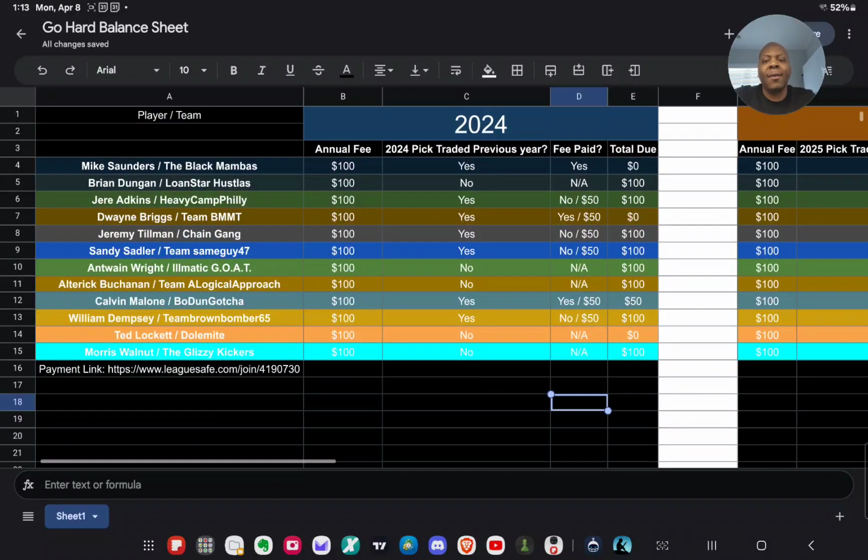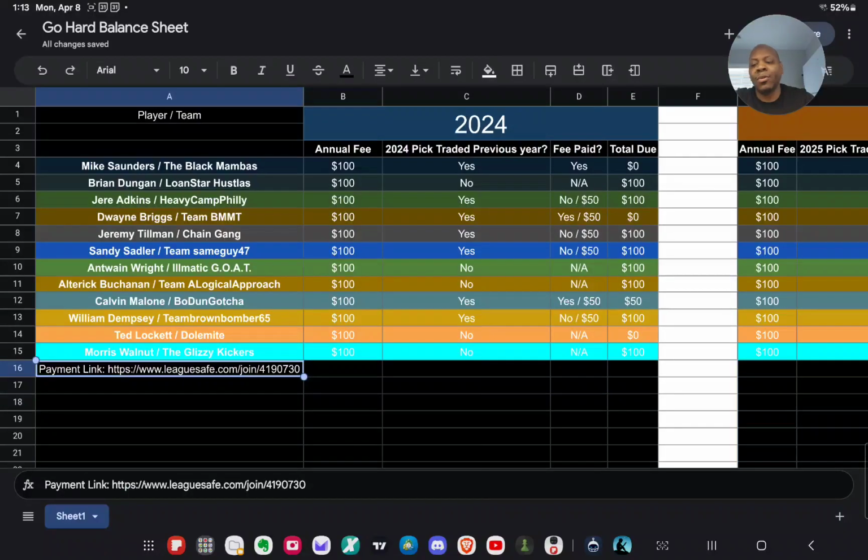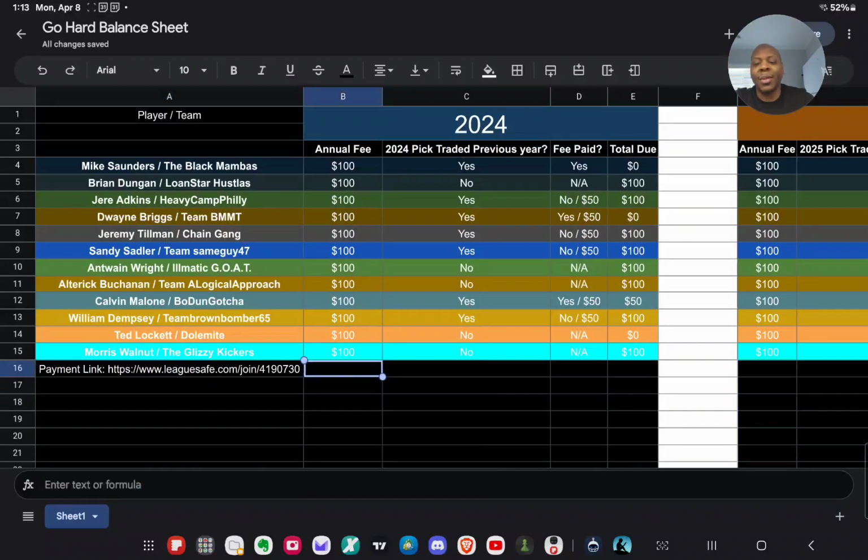So I'll clean this up a little bit, maybe get the wording a little better, so it's not as confusing, but this is just something at least to start off with for us to go by. And also, here's the link right here to make the payments to the league.